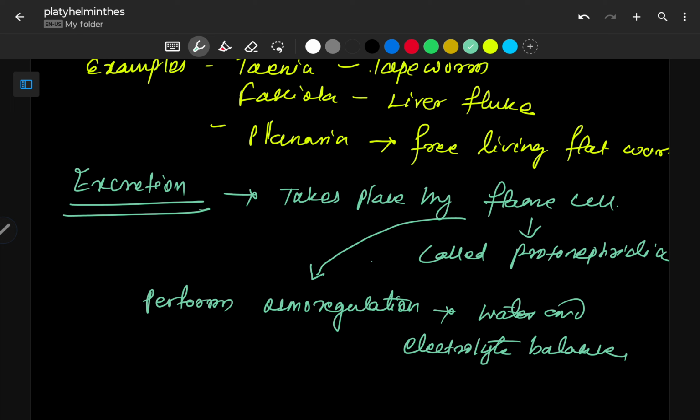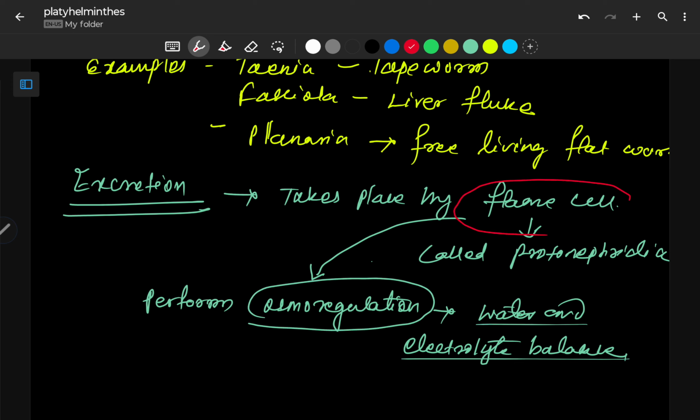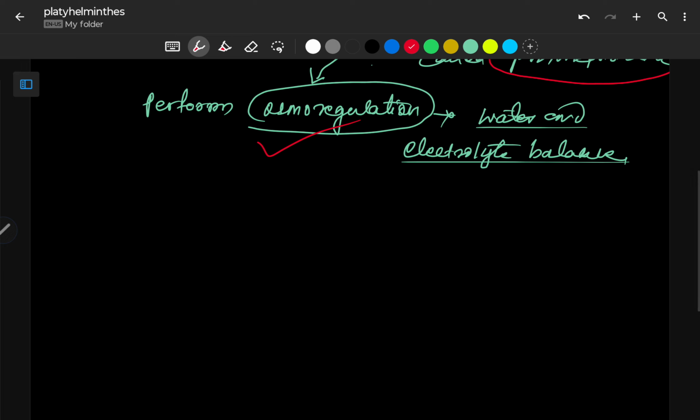बॉडी एंड आउटसाइड के बीच में ये वाटर बैलेंस और इलेक्ट्रोलाइट बैलेंस को मेंटेन करता है. दैट इज नोन एज ऑस्मो रेगुलेशन. सो दिस flame cell or protonephridia is the excretory organ, very very important, which performs both excretion as well as osmoregulation. Okay, so this is all about Platyhelminthes.